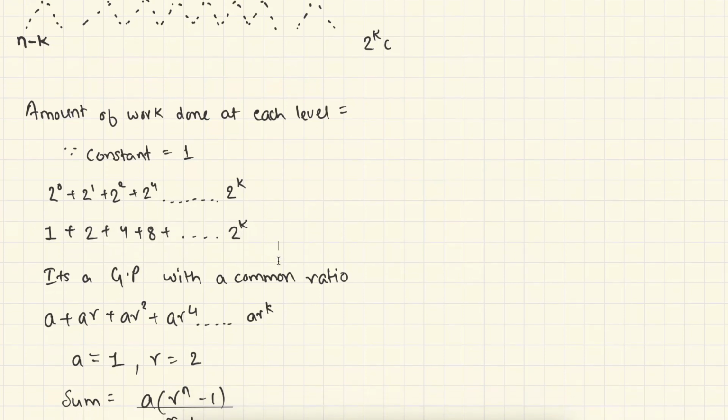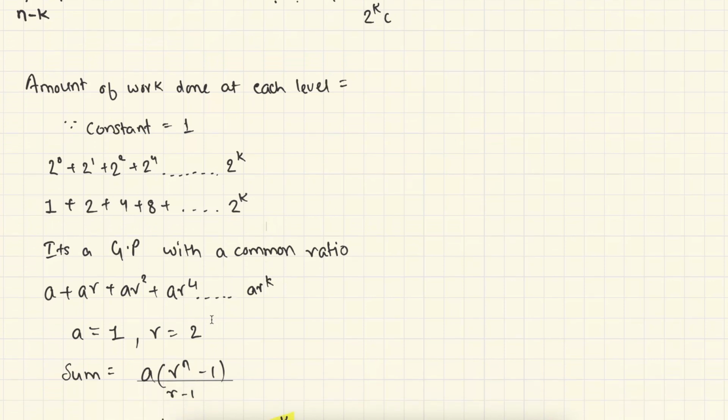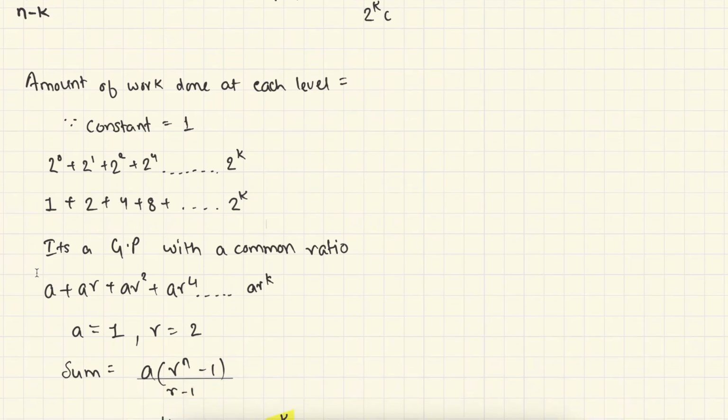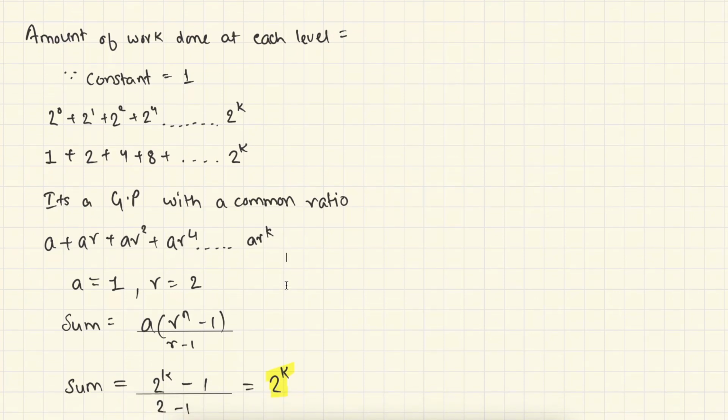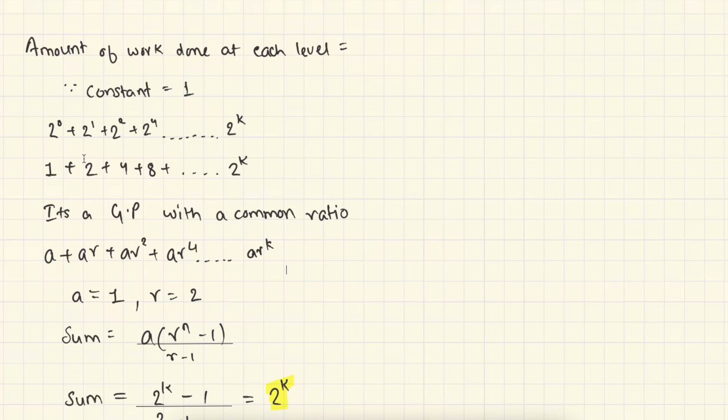Now if you observe this series carefully, you can see that this is nothing but a geometric progression, okay, with a common ratio of 2. And the geometric progression looks like this: a plus ar plus ar square plus ar cube till ar to the power k. So here our a is 1 and r is 2. r is the common ratio. It means if you take any 2 terms in this series, let's say we take 4 and 2, and you divide the second term by the first term, you get the common ratio. So we get 2 as the common ratio.